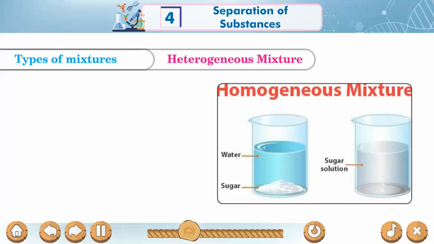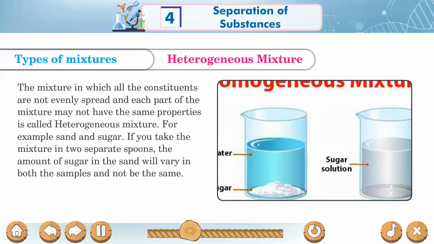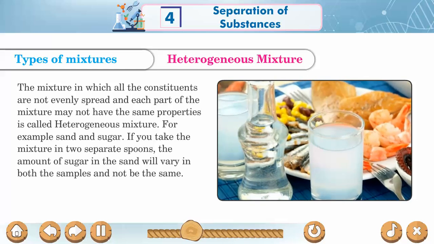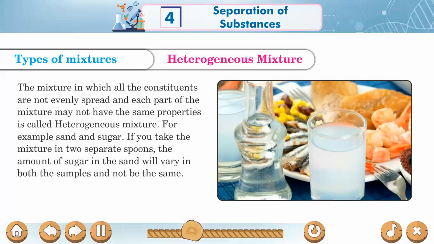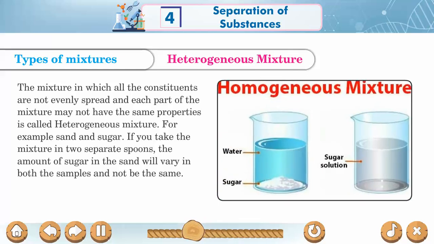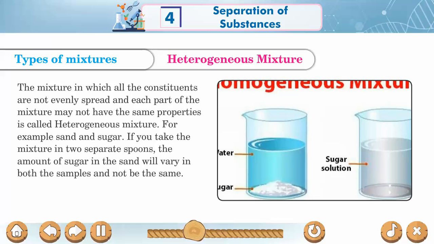Heterogeneous mixture. The mixture in which all the constituents are not evenly spread and each part of the mixture may not have the same properties is called a heterogeneous mixture. For example, sand and sugar. If you take the mixture in two separate spoons, the amount of sugar in the sand will vary in both the samples and not be the same.